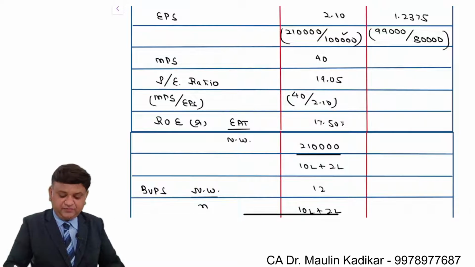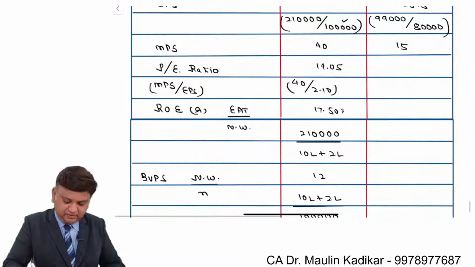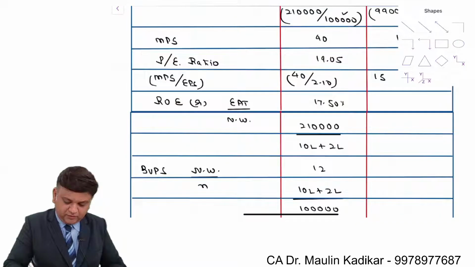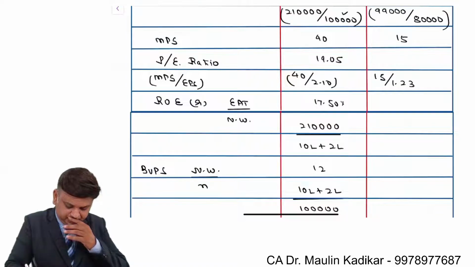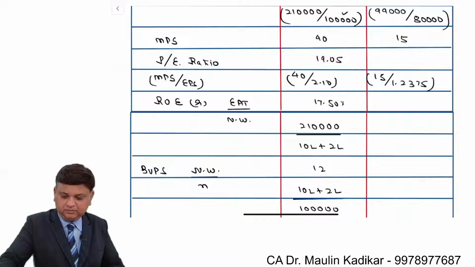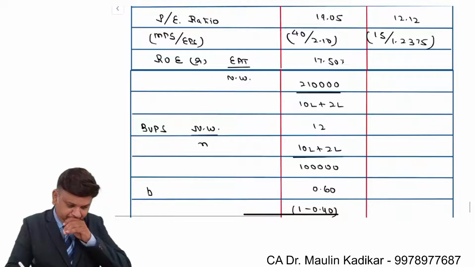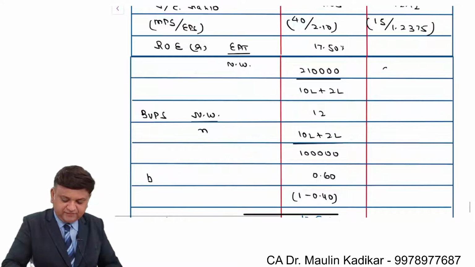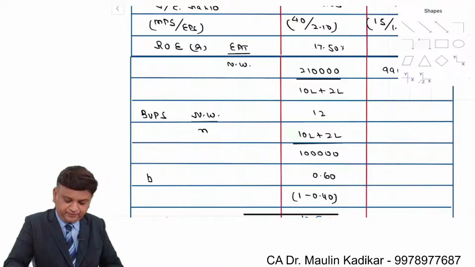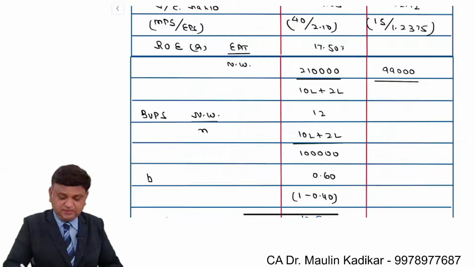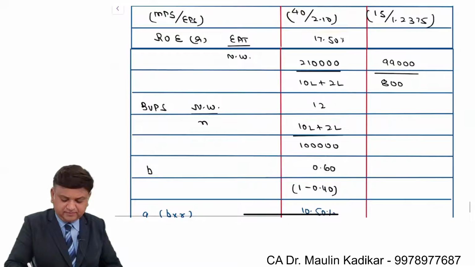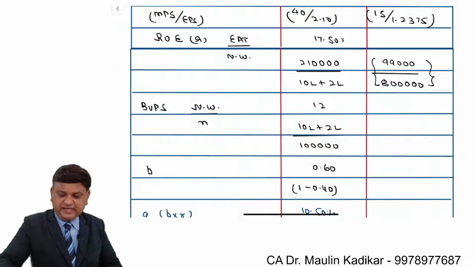Market price of the equity share is 15. So the price earning ratio will be found as 15 upon 1.2375. That is 12.12 times. Return on equity, it is earning after taxes 99,000 divided by equity share capital plus reserves and surplus. However, there is no reserves and surplus. So it is 8 lakh rupees itself. So 99,000 divided by 8 lakhs into 100. 12.375.